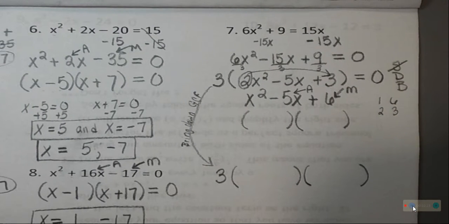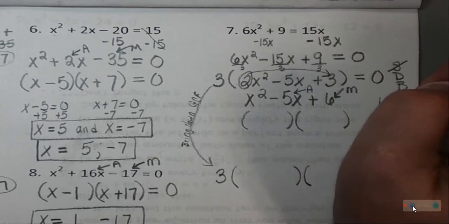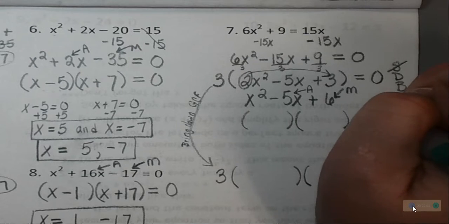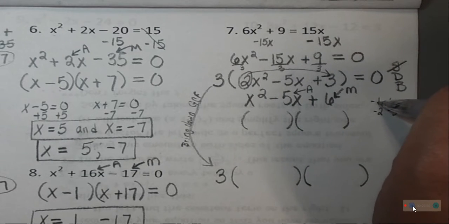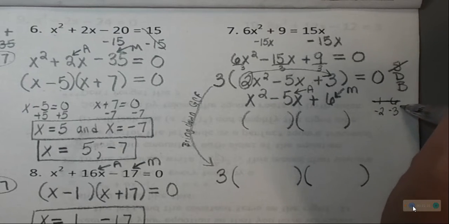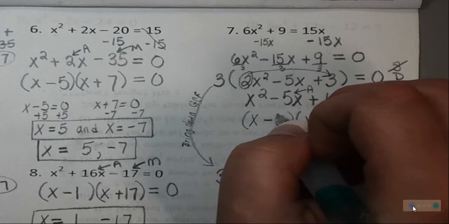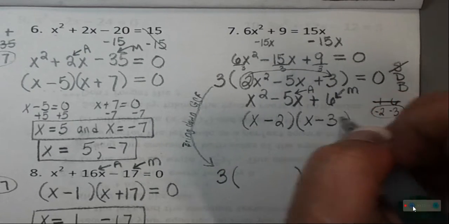If I'm going to multiply 2 numbers and get a positive, they got to either both be positive or both be negative. Both be negative. Why? Because there's a negative 5. Because you got to add to be negative 5. You're right. Now, what is negative 1 plus a negative 6? Not 5. What is negative 2 plus negative 3? Negative 5. All right. So you've got your x and your x, your negative 2, your negative 3.